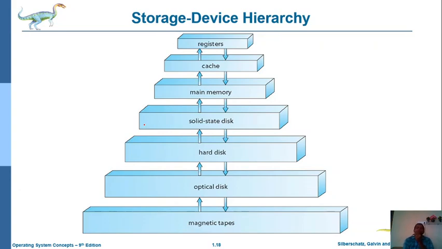In the same way, from top to bottom, memory speed decreases. Memory size increases, but memory speed decreases. And in the same way, from top to bottom, their cost also decreases. So these are the several storage hierarchies in our computers.